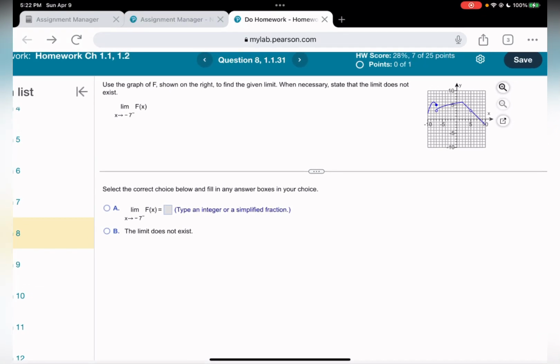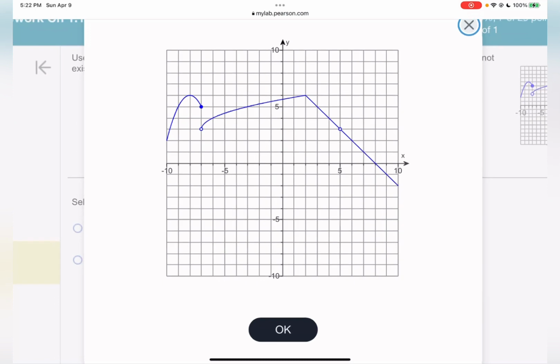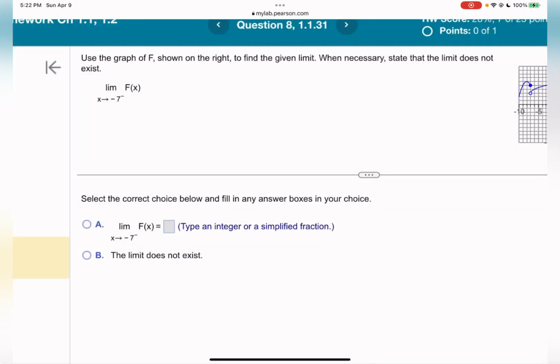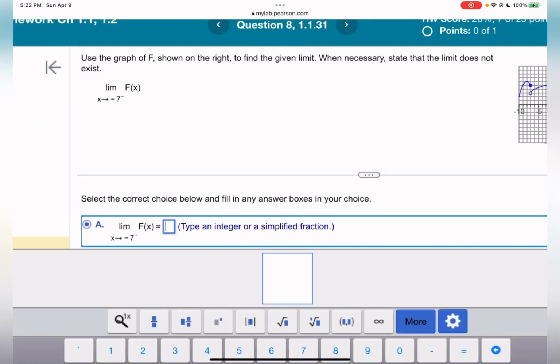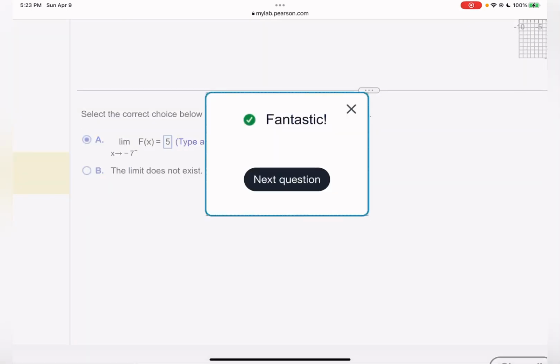Again, one-sided. The limit of f of x as x approaches -7 from the left, from the negative side. Where is my -7? -7 is falling right where the break is. Since it's coming from the left, it's going to be this filled-in circle, right? The y value of it is going to be +5. And we put 5. Fantastic.